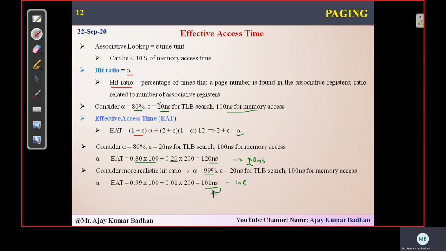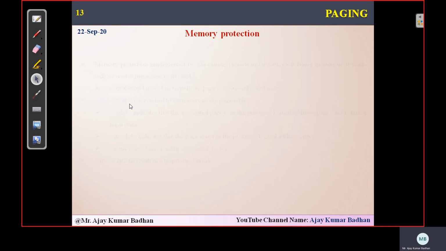This is the way you can calculate how much time your system is going to get delayed. A nanosecond is negligible, but we usually talk in nanoseconds, so this is also very high. I hope it's very clear how to calculate the effective access time. Okay, let's go to the next one.